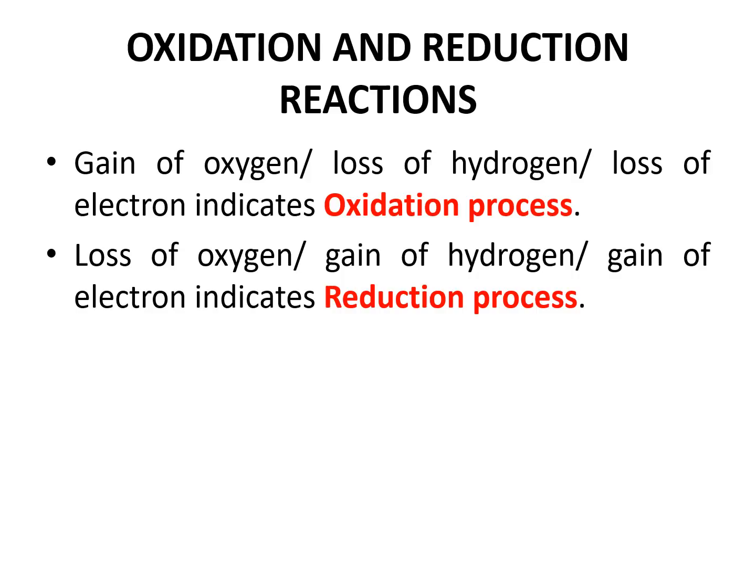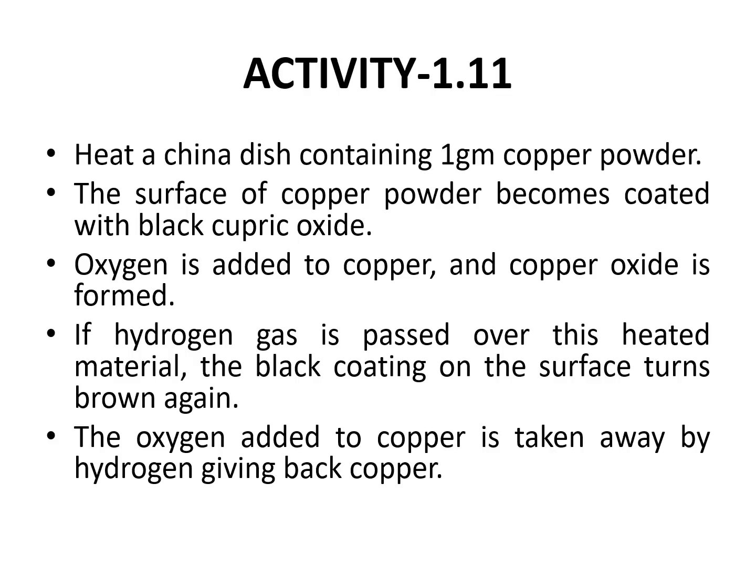So I repeat, when a substance gains oxygen, or loses hydrogen, or there is loss of electrons by a substance, it shows an oxidation reaction takes place. And if there is loss of oxygen or gain of hydrogen or gain of electrons, it indicates a reduction process or reduction reaction. Students, this is activity 1.11.